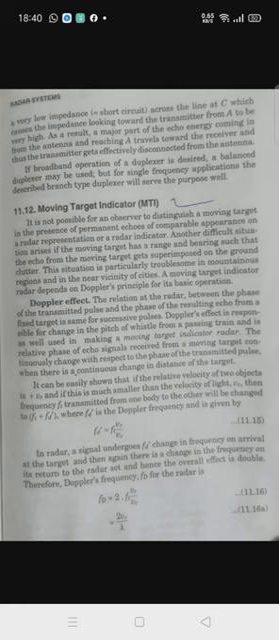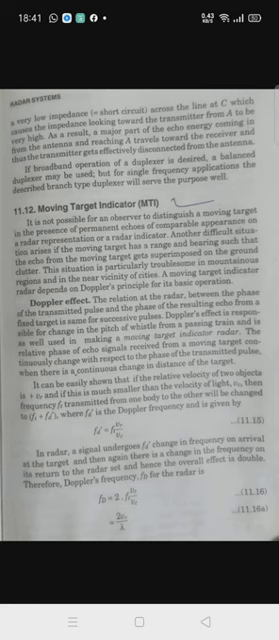Another difficult situation arises if the moving target has a range and bearing such that the echo from the moving target gets superimposed on the ground clutter. This situation is particularly troublesome in mountainous regions and in the near vicinity of cities. The moving target indicator radar depends on the Doppler principle for its basic operation.